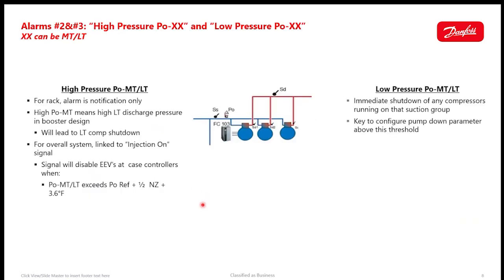So we'll get into some of those individual alarms now, one by one. We'll start off on the low side of the system. The 2 alarms that you could potentially see tied to suction pressure would be high pressure PO and low pressure PO, where PO again represents the suction pressure transducer. XX here at the top of the screen is just meant to signify that it could be medium temp or low temp. So the actual readout of the alarm that you'll see in the controller would be high pressure PO MT or high pressure PO LT, depending on which suction group has that high alarm or high suction condition.